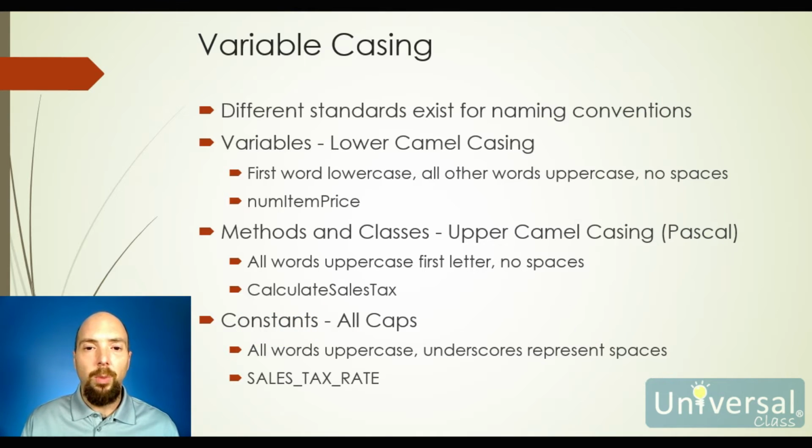Then we have constants. Now our constants and our read-onlys will typically be done with all capital letters, everything uppercase, and instead of spaces we'll put underscores. So in this case we have a sales tax rate, so all caps SALES, and then an underscore, TAX, underscore, and then RATE. And then what this is going to do is anybody that looks at our code will say, oh hey, that's all caps, so therefore it must be a constant or a read-only value.